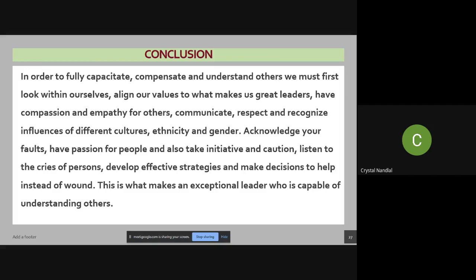Acknowledge your faults, have passion for people, and also take initiative and caution. Listen to the cries of persons, develop effective strategies, and make decisions to help instead of wound others. This is what makes an exceptional leader who is capable of understanding others.